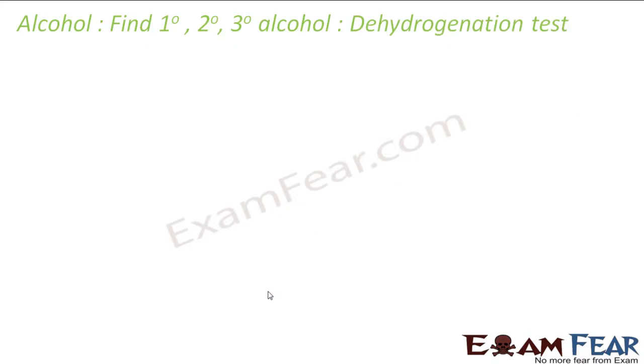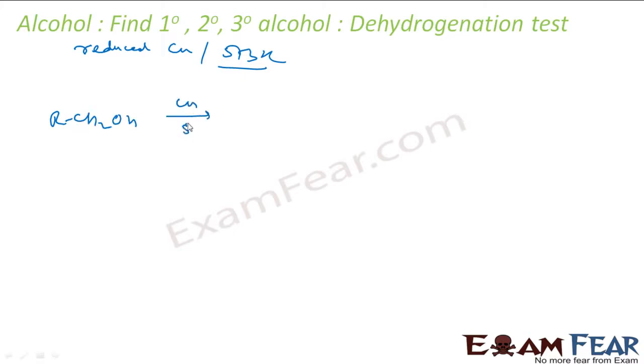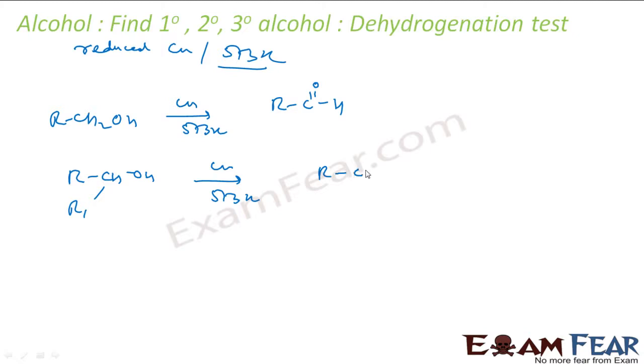The next is dehydrogenation test. When the alcohol is reduced, sorry, it is not reduced. We use reduced copper and heat at 573 Kelvin. So if you see here, if I have primary alcohol and if I use copper with the heat, what you get is aldehyde. If I have secondary alcohol, if I use copper with 573 Kelvin, what you get is ketone.